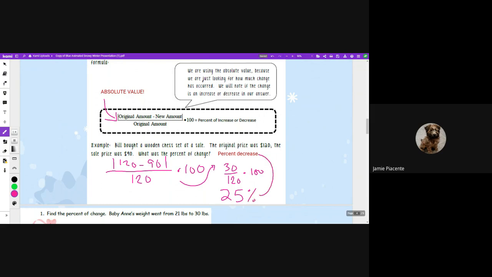That's all we're doing. We're taking the original amount minus the new amount, dividing it by original times 100. All that is following the formula.